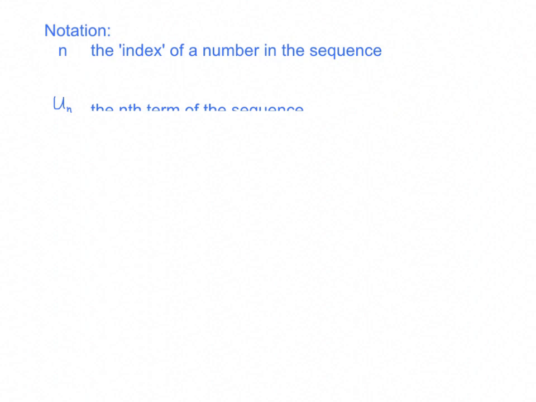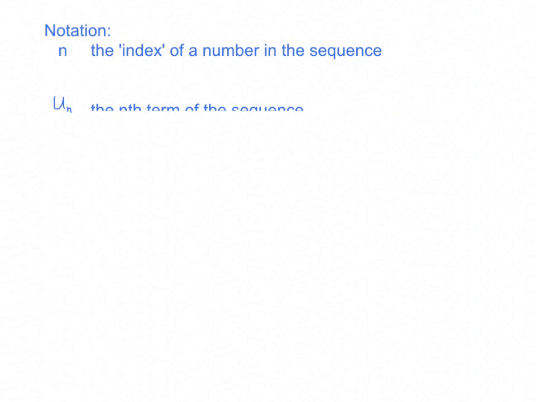The notation n is used for the index of a number in the sequence. In other words, what number are you at? Are you at the first number? Are you at the second number? Are you at the third number? Are you at the 17th number? It's not actually the number in the sequence. It's what term are you at, right? I just noticed that this Q here got cut off in sequence. The next thing down, U sub n, is going to be the nth term of the sequence.